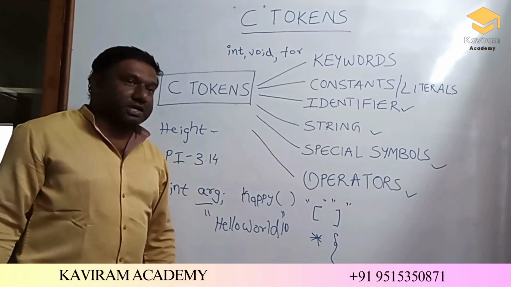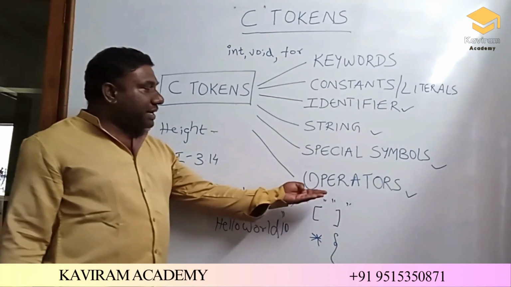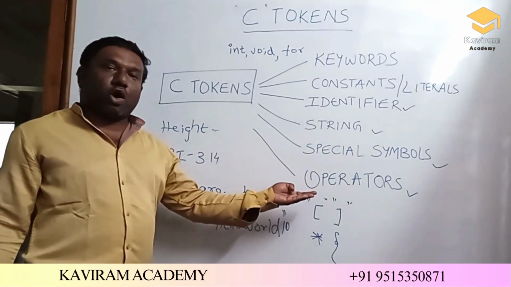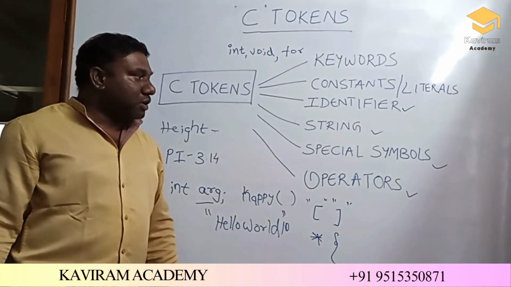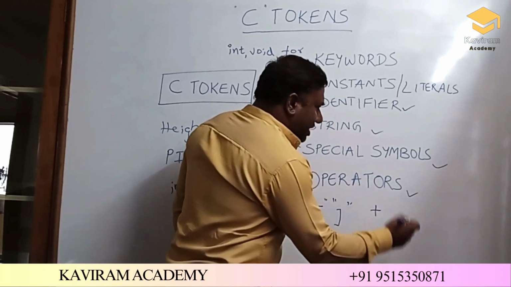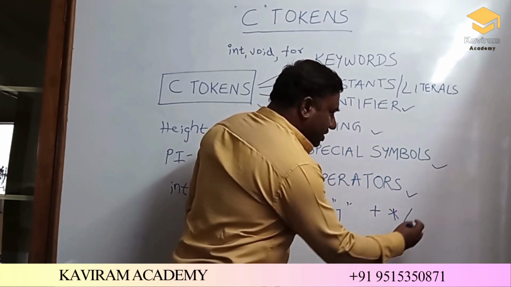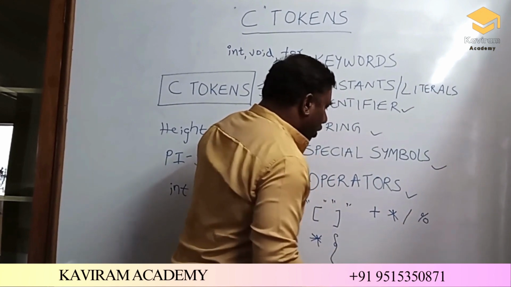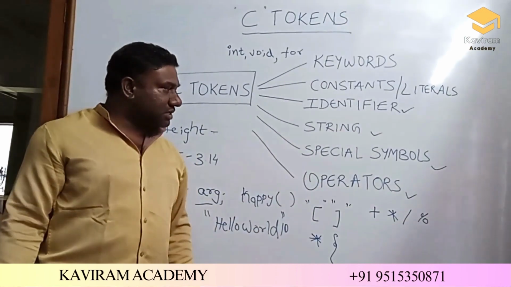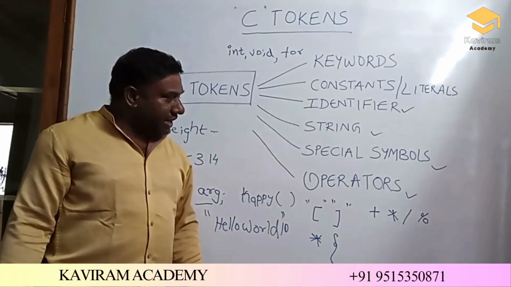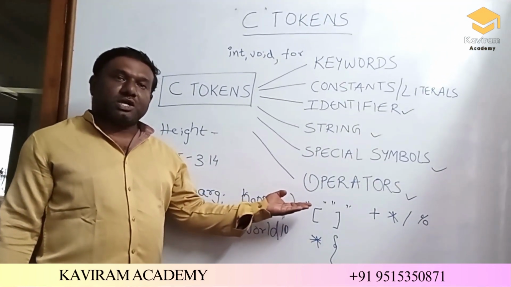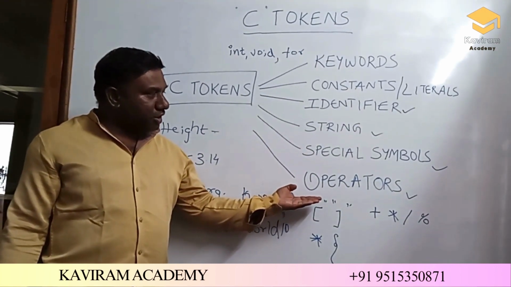Next one is operators. So what are these operators? Operators are predefined symbols which do some mathematical or non-mathematical operations in your C program. We have different types of operators like addition, multiplication, division, percentile, and these operators are again divided into arithmetic operators, unary operators, bitwise operators, relational operators, and assignment operators. All these operators are used in your C program.